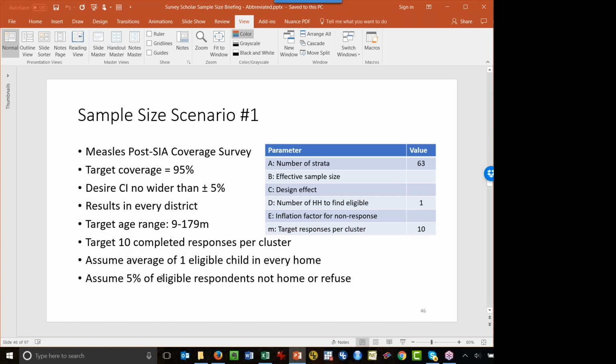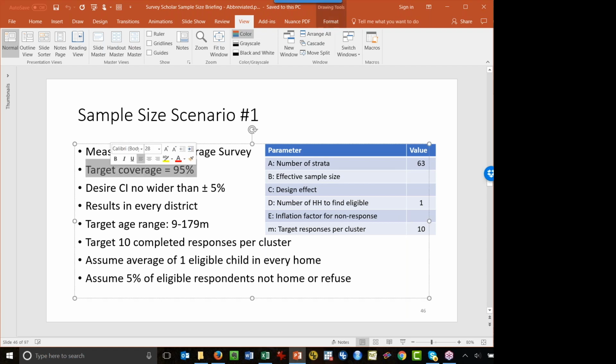So when we first started talking to Burkina Faso, the goal was to measure post-campaign coverage, pardon me. And so we could even begin to fill in these results after the first discussion, and then some of them were going to require some calculations in order to fill them in. So we're doing a post-SIA coverage survey.